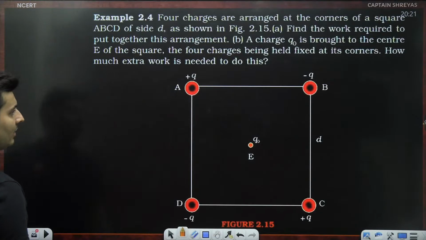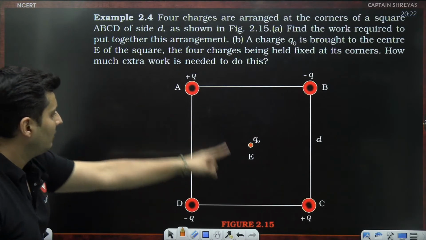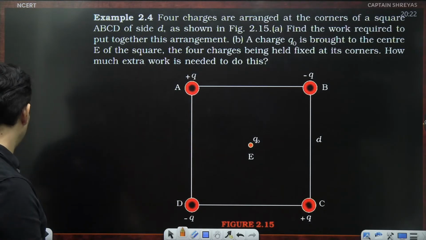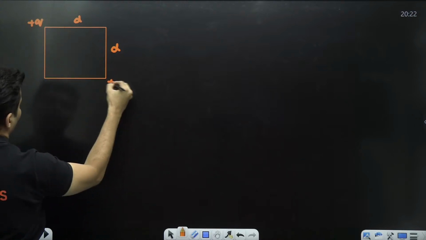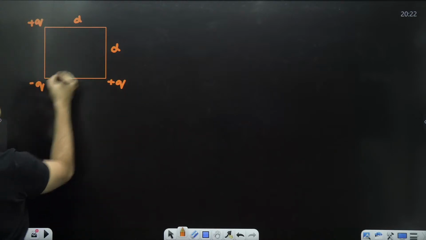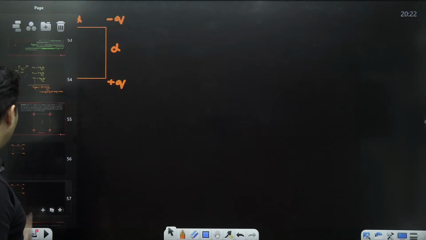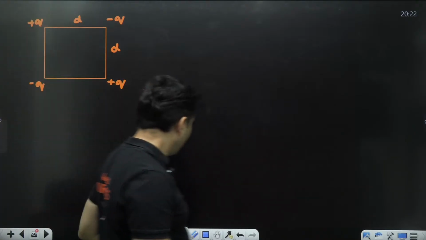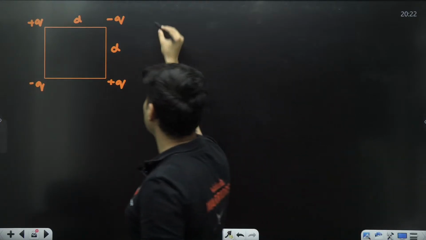What is the side length? It is basically D, a square of side D. And what are the charges? Positive, positive, negative, negative. All right, let me create a duplicate. Perfect. Now, in order to find the total potential energy of the system, what will we do, guys?